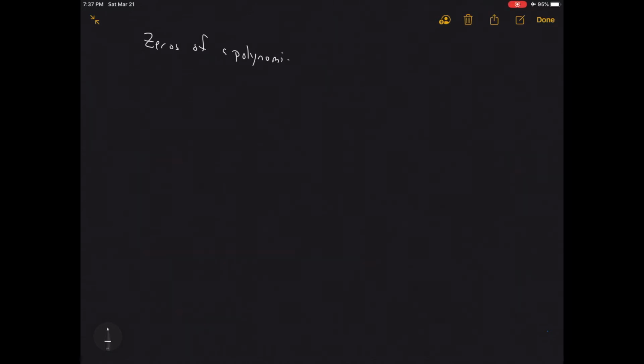All right, finding the end behavior is obviously important, but it's not going to be enough for us to be able to sketch a graph really well. The next thing we're going to talk about is finding the zeros of a polynomial function.